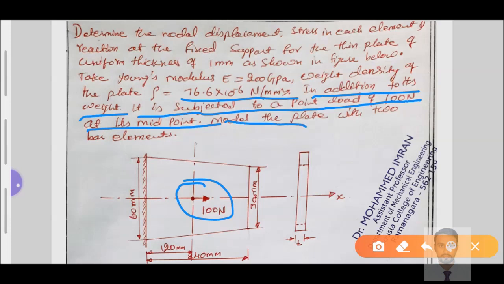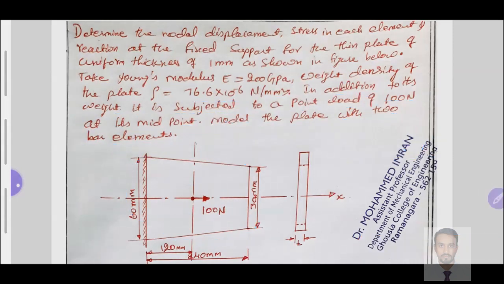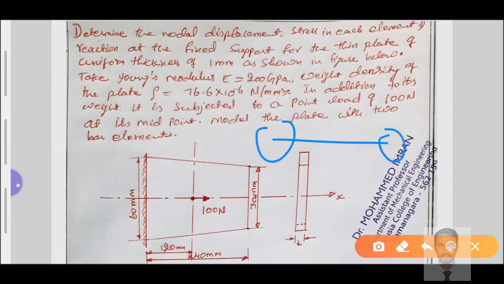The model is the plate with 2 bar elements. We are converting this single element into 2 elements. This tapered bar element is not possible to represent as a line element. You can see this one, the line element. Is it possible to vary the dimensions of this line element from this corner to this? In a two-dimensional diagram we can easily represent it, but in one dimension it is impossible to represent.